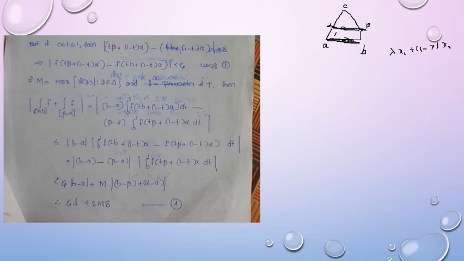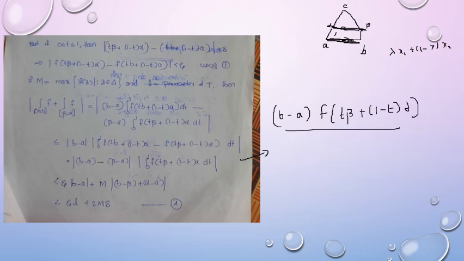Now the simplification is like this. Here we are adding and subtracting a term. Please try the calculation yourselves. By adding and subtracting the term b minus a into f of t beta plus 1 minus t alpha, and then applying the triangular inequality, we get up to here, which is less than mod b minus a, and the integral of f is less than epsilon.